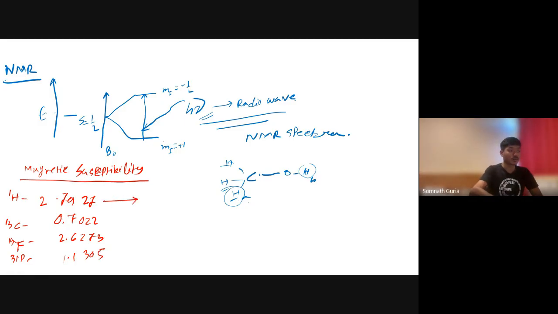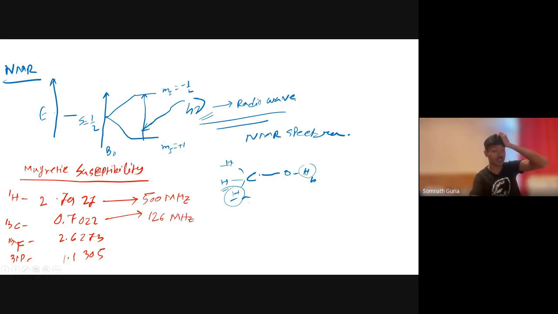If my proton feels 500 megahertz of magnetic field, in that magnetic field, carbon will feel only 126 megahertz, because its magnetic susceptibility is 4 times less than my proton.